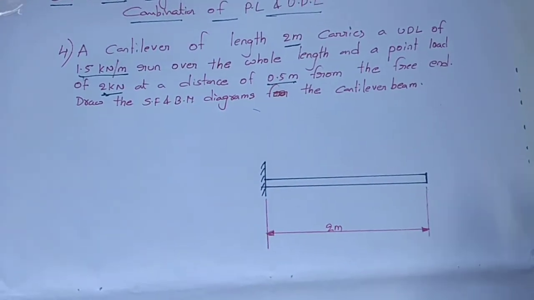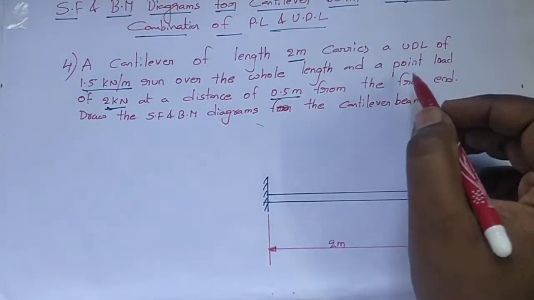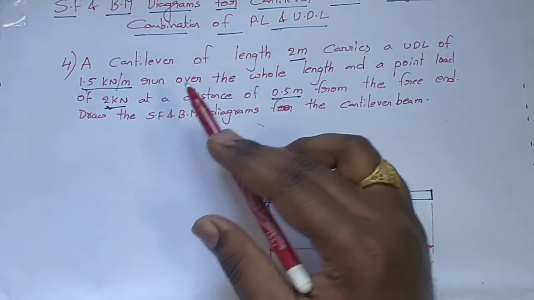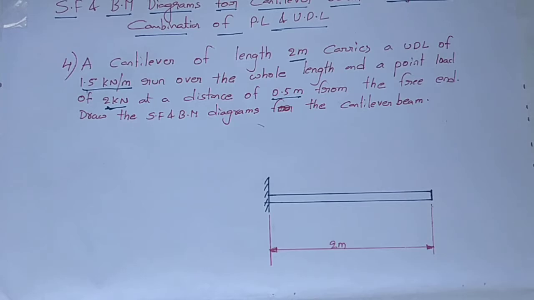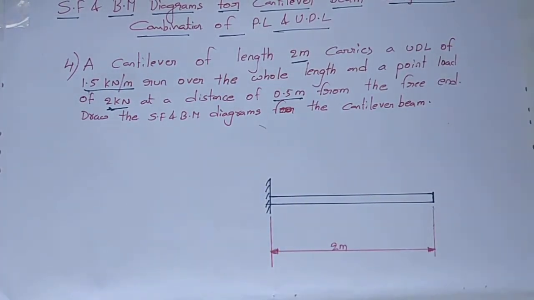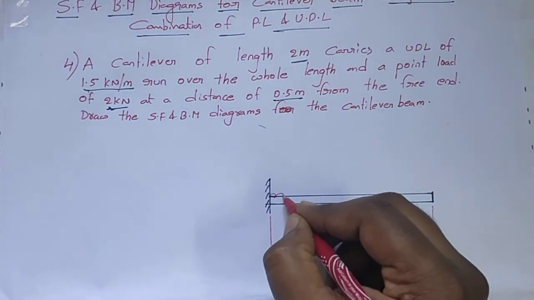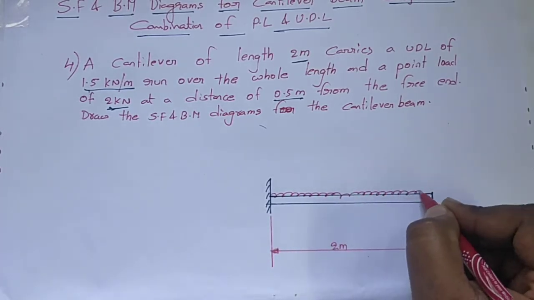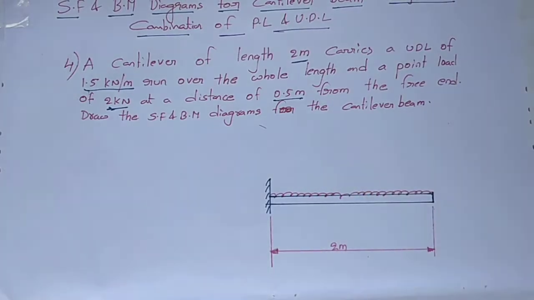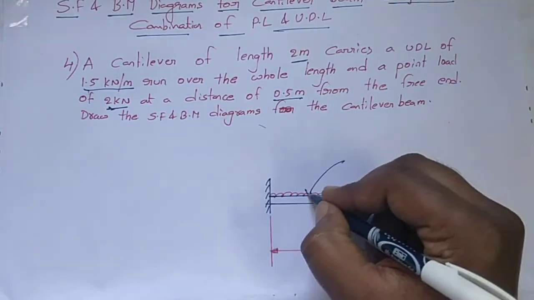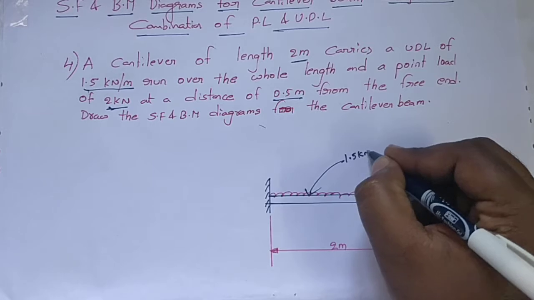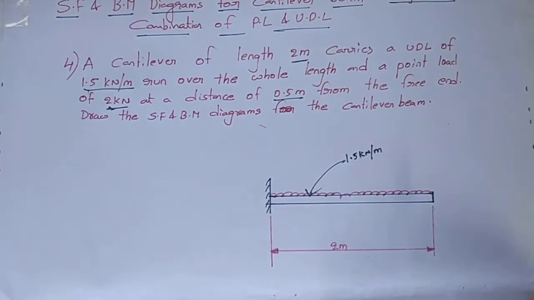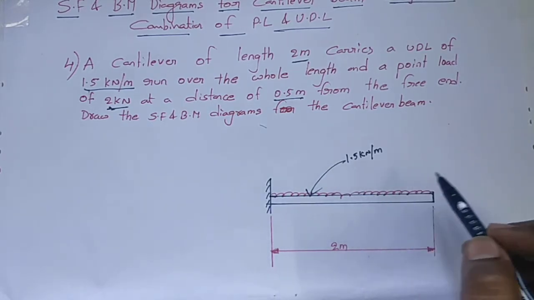Next, what is given? The beam carries a UDL of 1.5 kilonewton per meter run over the whole length of the beam, so we need to apply the load over the whole length of the beam. It is the UDL load, 1.5 kilonewton per meter. The load is acting on the whole length of the beam, so we need to draw it like this.